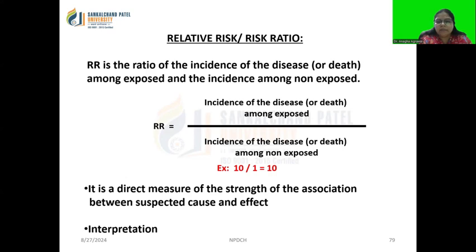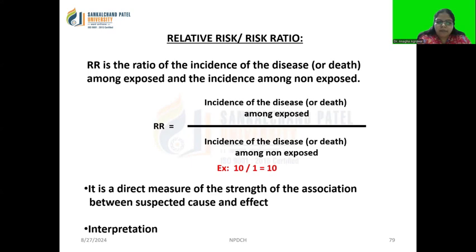So what does this 10 mean? What does this number mean? This means that the people who are exposed to that particular risk factor have 10 times more chances of developing that particular disease as compared to people who are not exposed to that risk factor. In this case, people who are smoking have 10 times more chances of developing lung cancer as compared to people who have not smoked cigarettes.